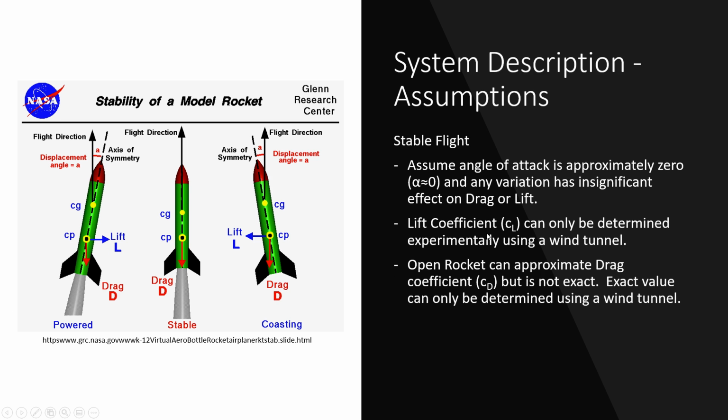The reason this is important is because for my model to work, I'm going to have to assume that the rocket is perfectly stable and doesn't experience any lift. The lift coefficient, for figuring out how much lift is on the rocket, can only be determined experimentally through using a wind tunnel. And then the drag coefficient is similar, but the program that I use for creating a rocket, called OpenRocket, can create an approximation of the drag coefficient. However, this is not exact.